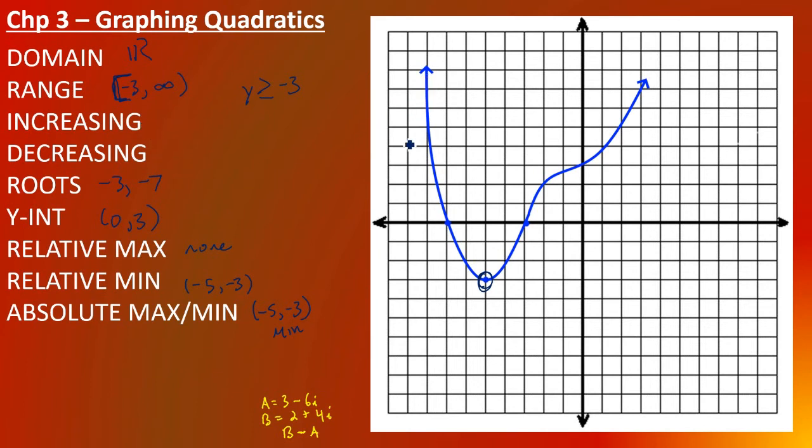So we're decreasing from negative infinity to negative 5. And then we're increasing from negative 5 to infinity. So we could write this as x is greater than negative 5, x is less than negative 5. And again, at this point, it's neither increasing or decreasing.